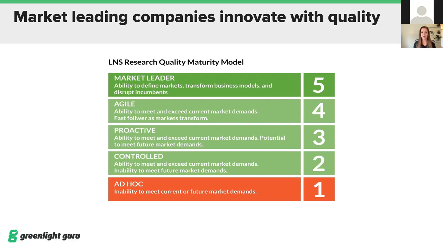Then going all the way up to number 5, we are looking at a market leader, with the ability to define markets, transform business models, and disrupt incumbents. That means being truly that market disruptor and having the best practices in place so we don't have the fear around audits, we don't have a stigma behind quality as just being paperwork, and we're moving forward in the best manner possible.